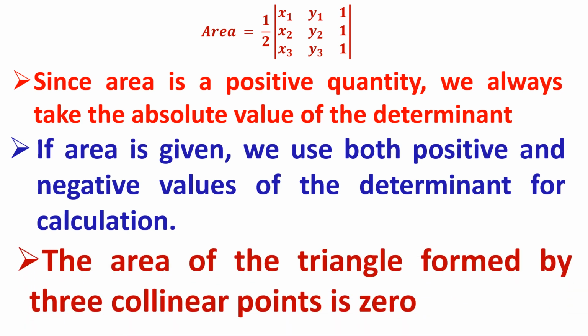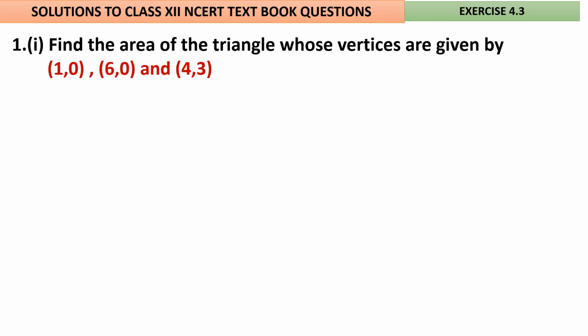The area of the triangle formed by three collinear points is 0, because we know that when three points are collinear, then they cannot form a triangle. A triangle can be formed only by three non-collinear points, but when they are collinear, then the area of the triangle will be 0. To prove collinearity using determinants, we will prove that the area of the triangle formed is 0. Let us go to the questions given in the textbook.